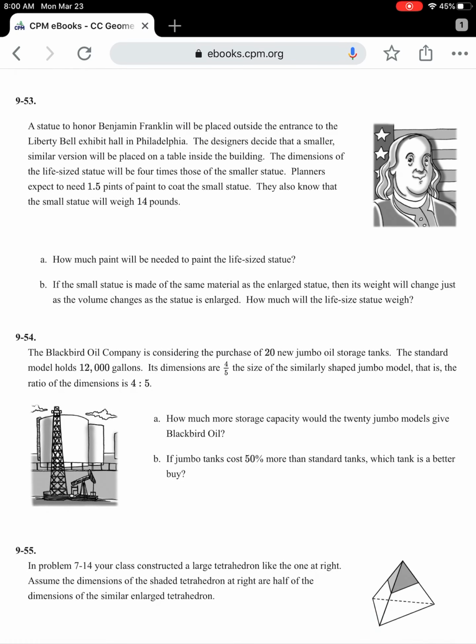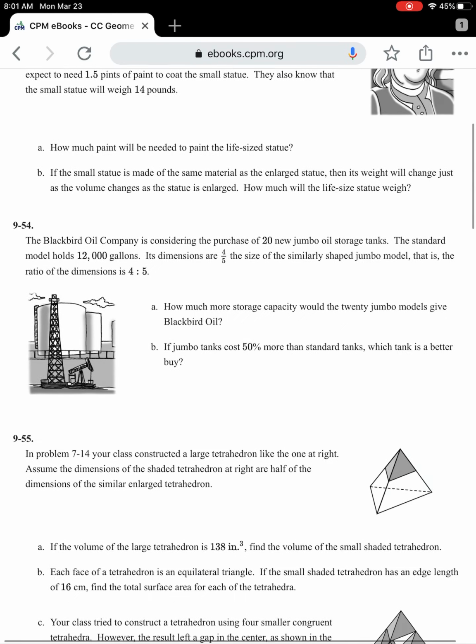So in 53, you had to use what you knew about the relationship between areas of similar figures to think about the paint that was coating. So hopefully you relied on the fact that for the area, you take your linear scale factor and square it to be able to work there. For the weight of the statues, you had to rely on the volume relationship, and so that would require cubing the linear scale factor to be able to do so.